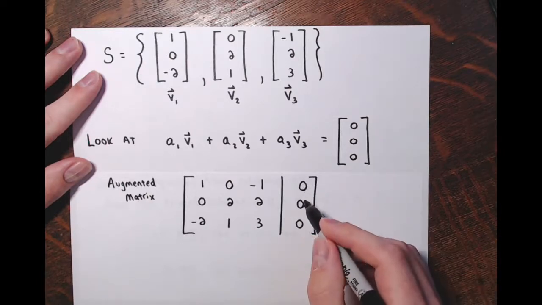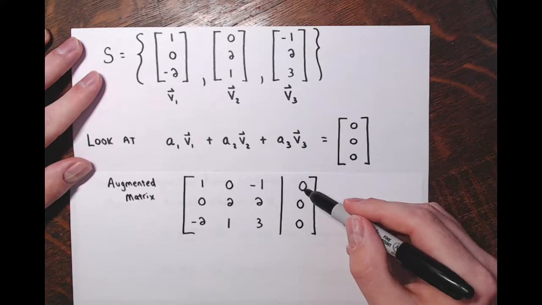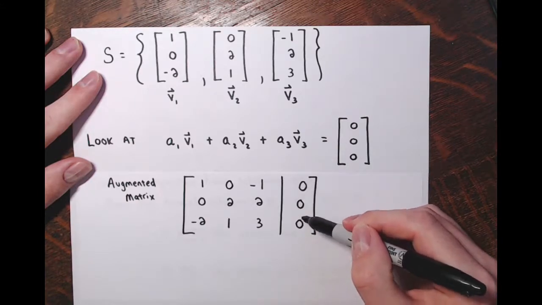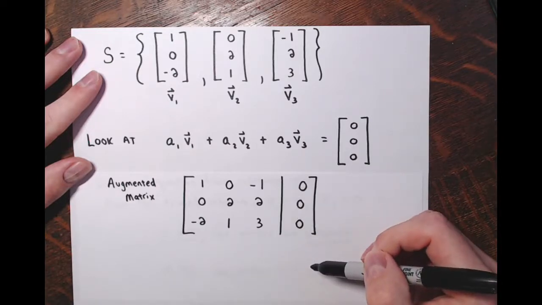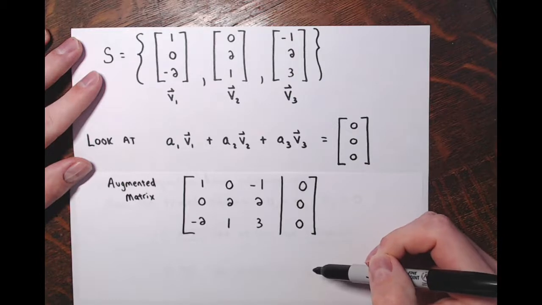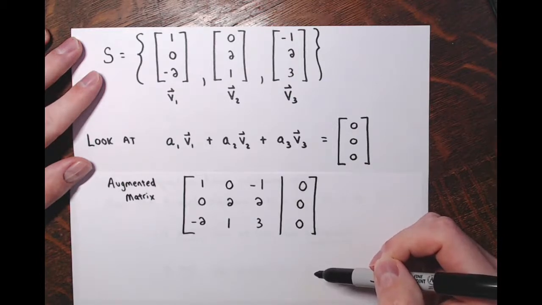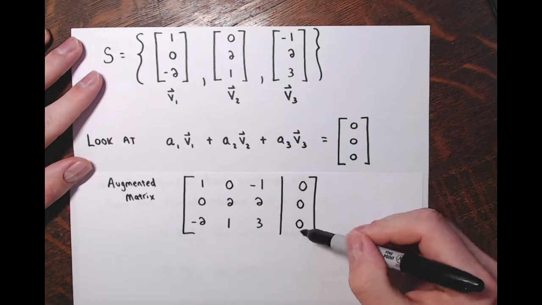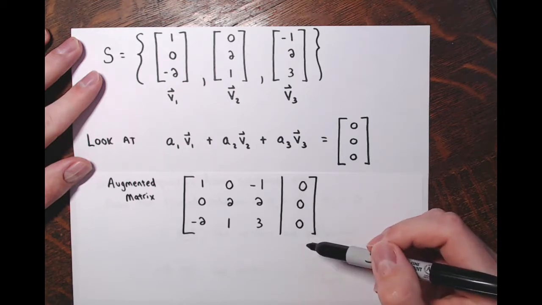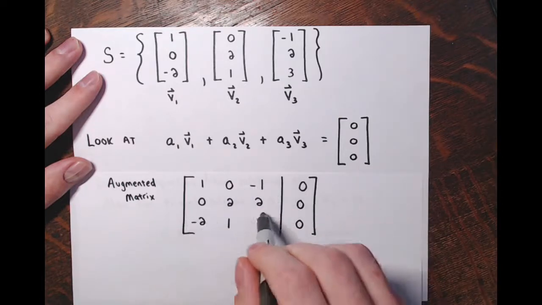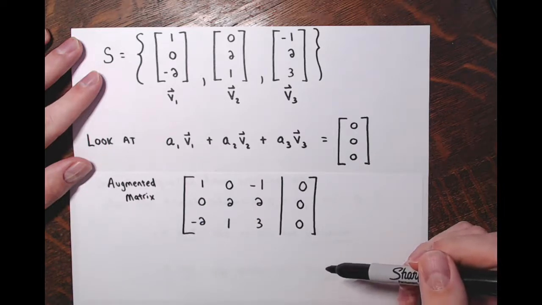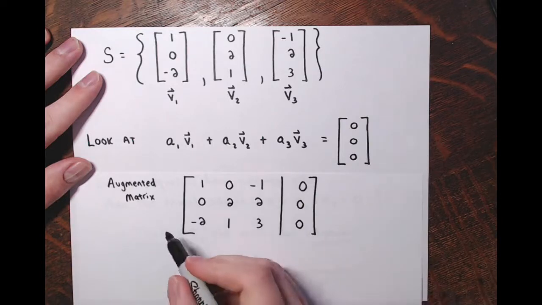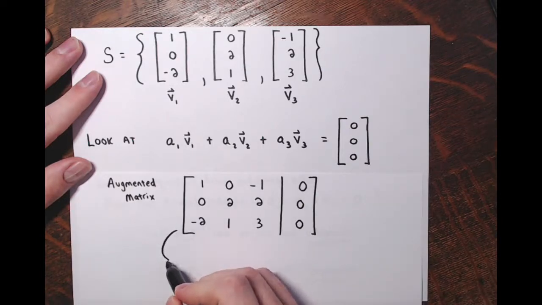And very often I'm going to ignore this, because if you have a column of zeros and you go through and do elementary row operations to put this matrix into echelon form or reduced echelon form, this column of zeros is going to remain a column of zeros. It will not change at all. The only thing that's going to change is the coefficient matrix side, the left side. But I'll write the zeros in for now. Later on we can ignore them, just imagine that they're there.